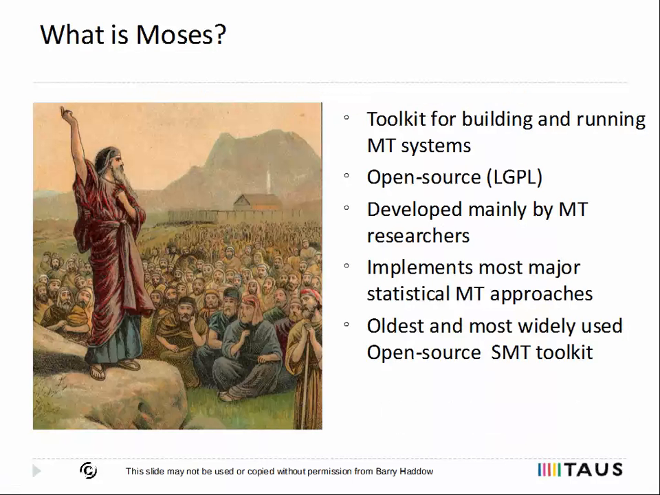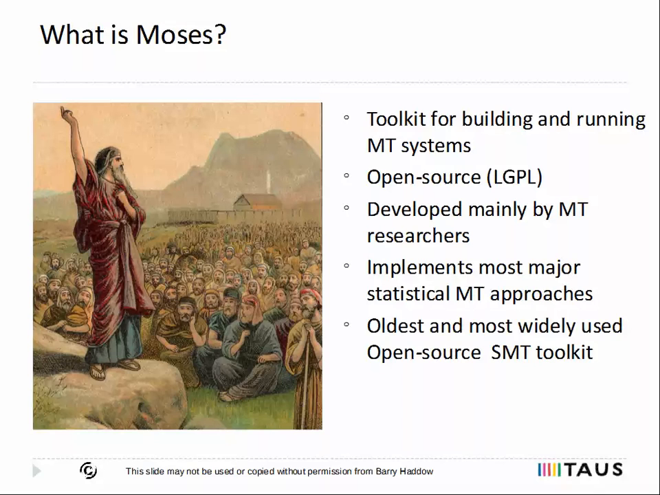So what is Moses exactly? Well, Moses is a software toolkit for creating statistical machine translation systems and for translating using those systems. It contains most of the tools required to build a translation system, and it easily integrates with the required external tools. So in principle, all you need to do is add data.